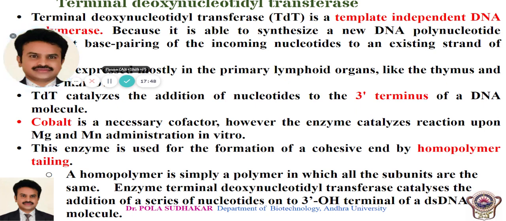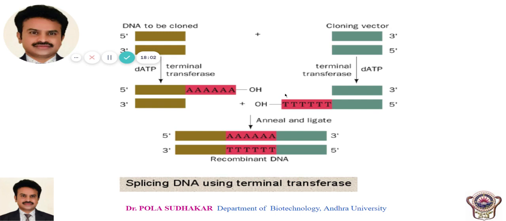Enzyme terminal deoxynucleotidyl transferase catalyzes the addition of a series of nucleotides on the 3' OH terminal of a double-stranded DNA molecule. Use of terminal transferase enzyme. The enzyme terminal transferase is used to add homopolymer tails to DNA fragments using a technique called homopolymer tailing. Sticky ends can be built up on blunt-ended DNA molecules.